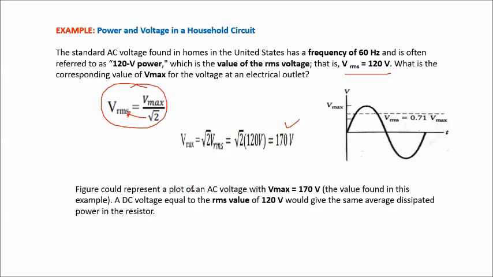So the figure could represent a plot of an AC voltage with Vmax equal to 170. This is the value found in the example, no? So a DC voltage equal to the RMS value of 120 would give the same average dissipated power in the resistor.